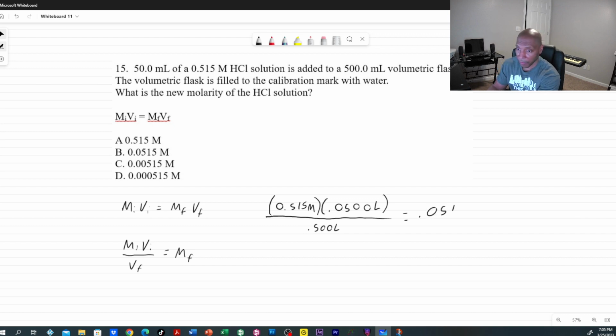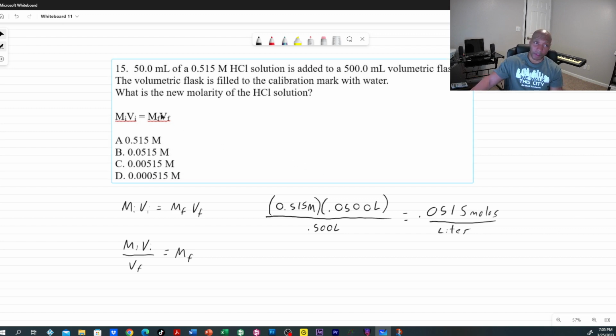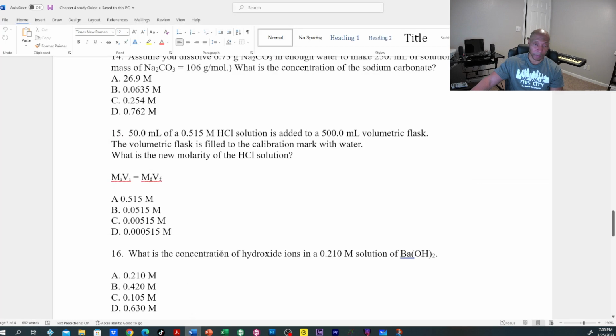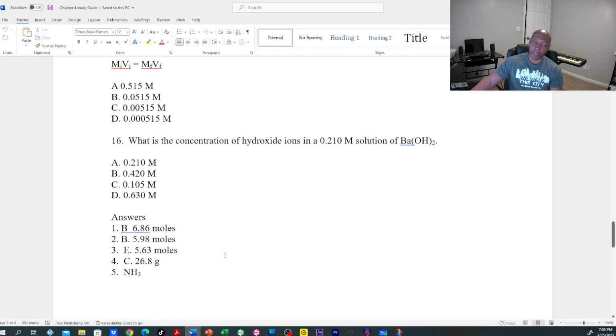Okay, so when I take 0.515, multiply that times 0.05, divide that by 0.5, I end up with, apparently this is only good to 3 significant digits, 0.0515 moles per liter, right? And that would of course correspond to, let's see, B. That would correspond to B, right? So that's the answer there. So yeah, guys, I consider these free points on an exam. All you got to do is plug and chug away, okay?